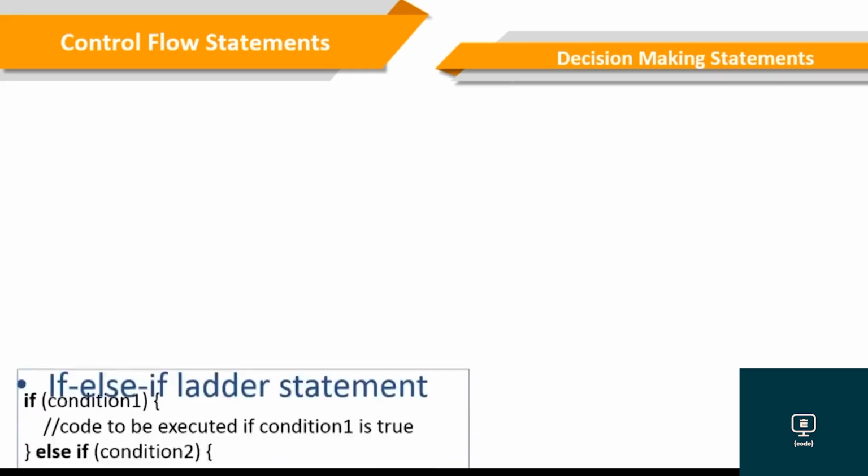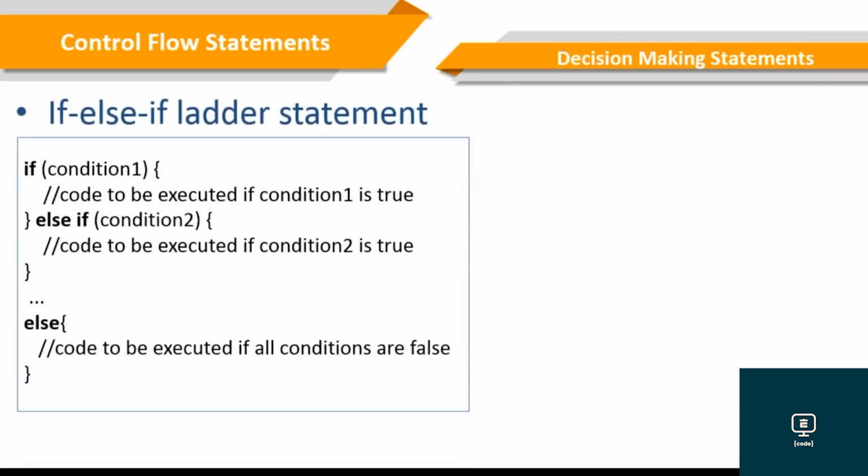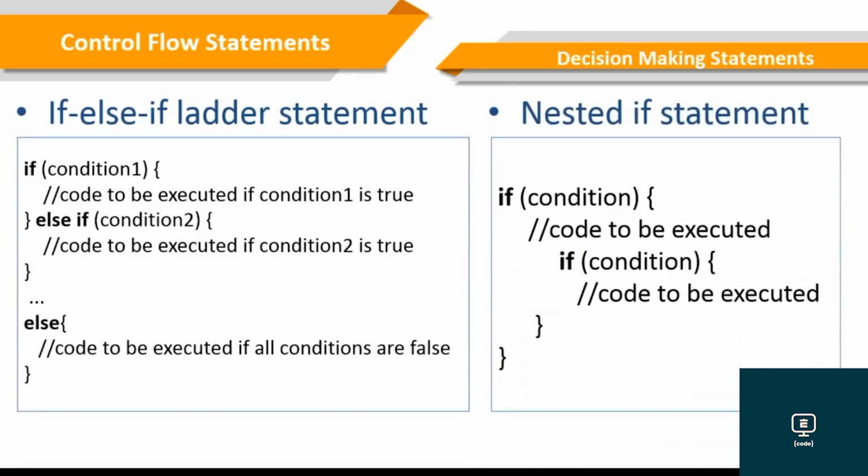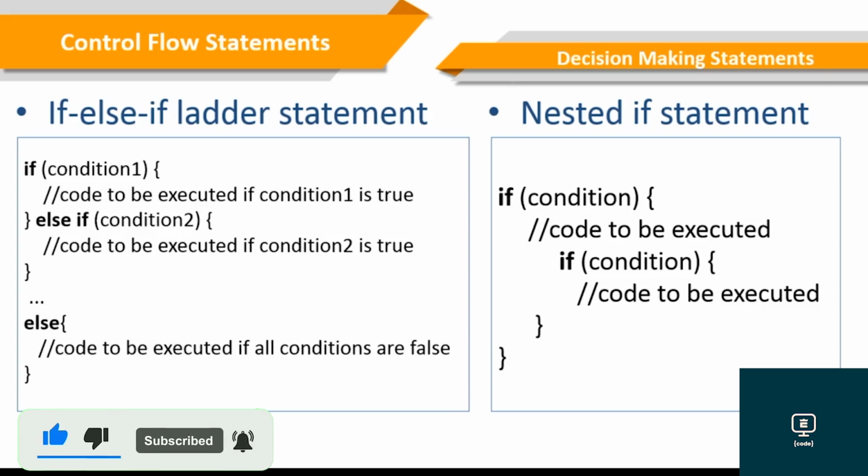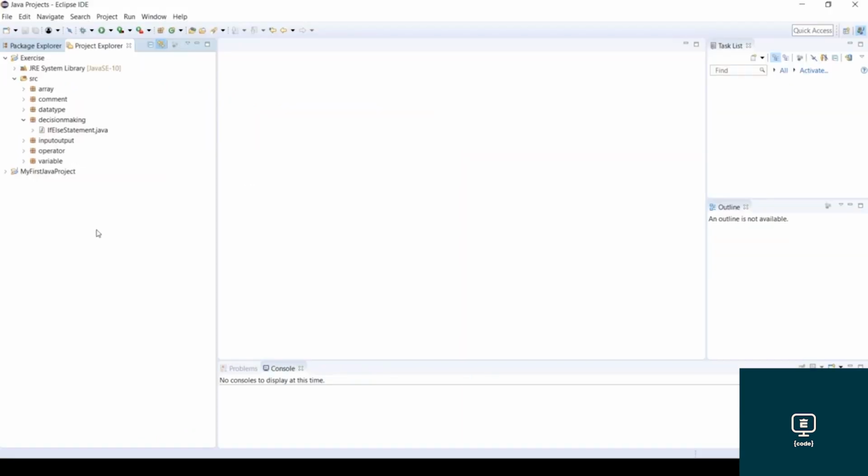So first, the Java if-else-if ladder statement executes one condition from multiple statements. And then secondly, the nested if statement represents the if block within another if block. So here, the inner if block condition executes only when the outer if block condition is true. All right, so let's stop talking and do up some examples with the if ladder and nested if statements.